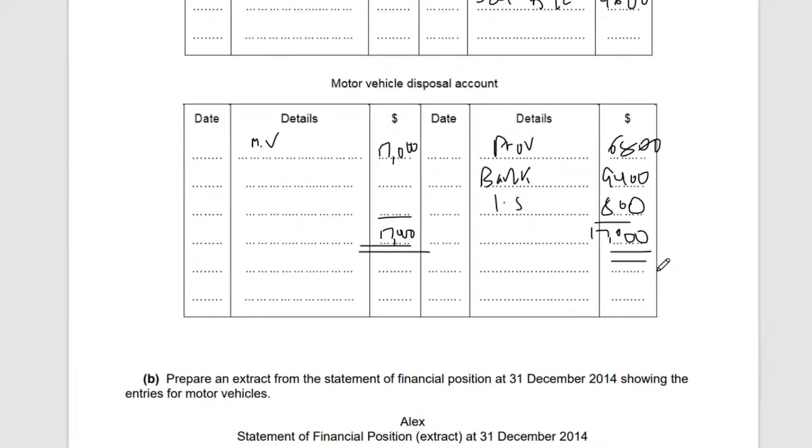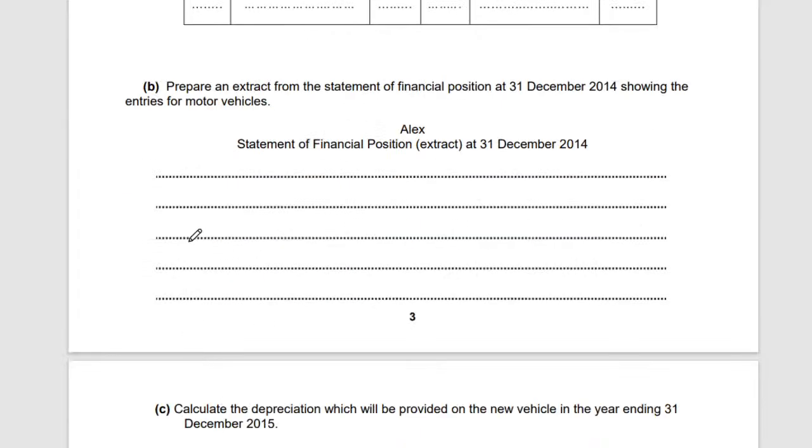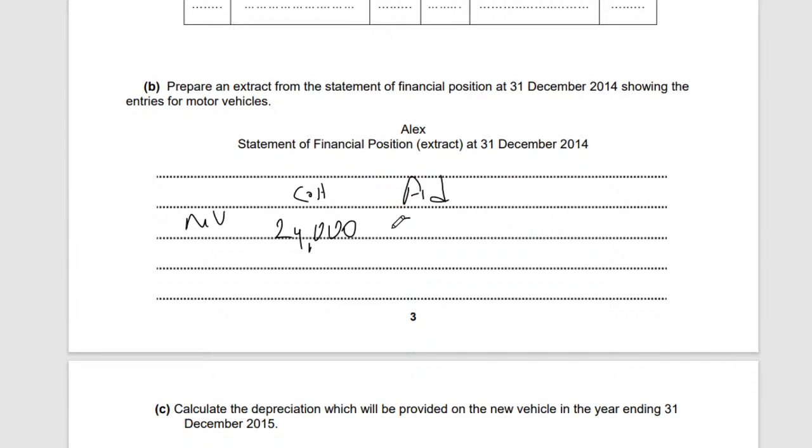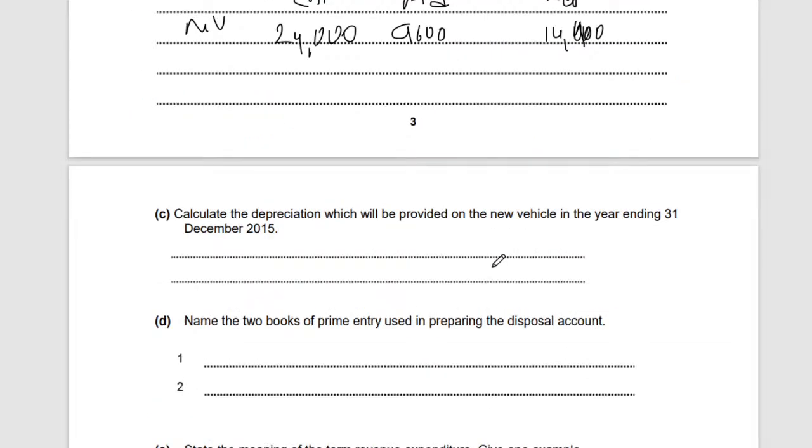Okay, the statement of financial position is quite simple. You just write motor vehicle, and then you write the cost. First of all, it should be 24,000, I believe. So 24,000. Accumulated depreciation, we have calculated that, which was 9,600. That means the net book value, after the depreciation, is 14,400.